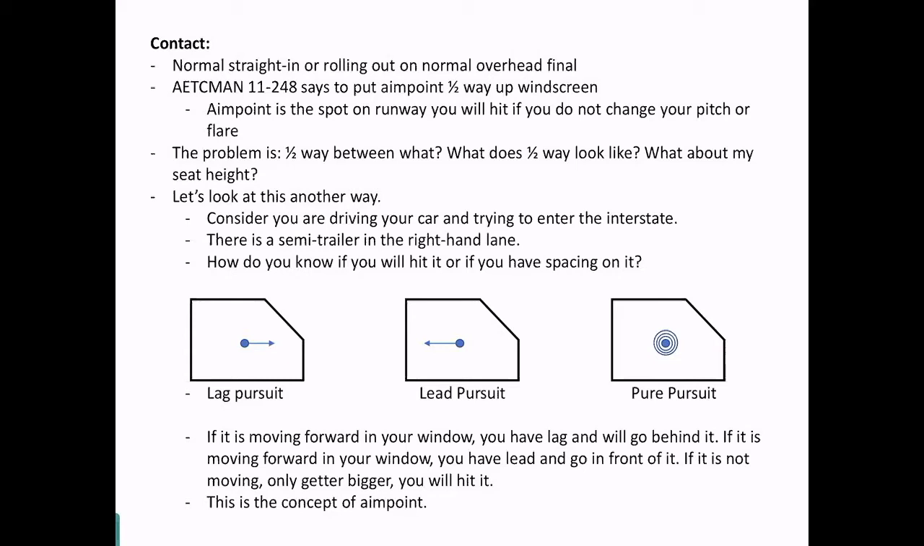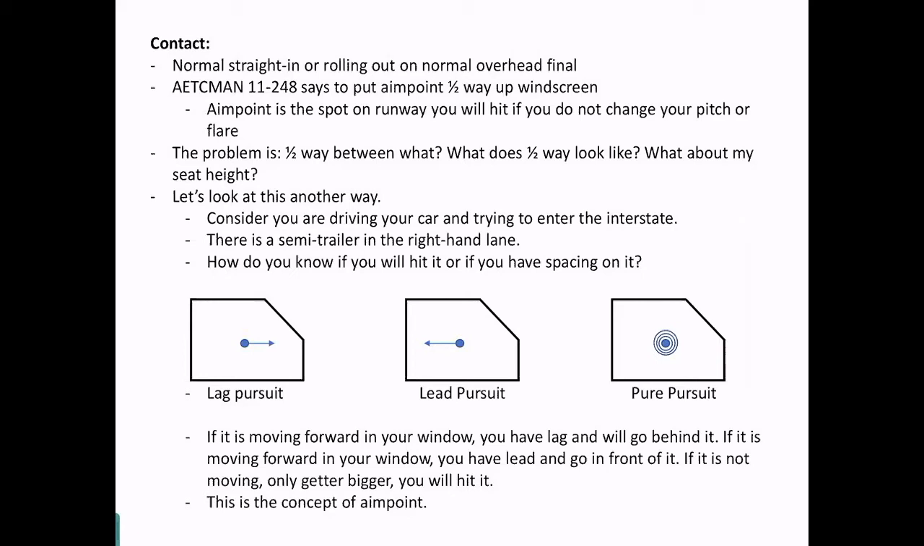Now, AETC Manual 11-248 says for a normal straight in, when we reach our start descent point, we want to lower our nose, put our aim point halfway up the windscreen. Now let's define what an aim point is. Aim point is the spot on the runway that if you do nothing, if you don't change your pitch, if you don't flare, you do nothing but hold what you have, that is where you're going to impact the runway.